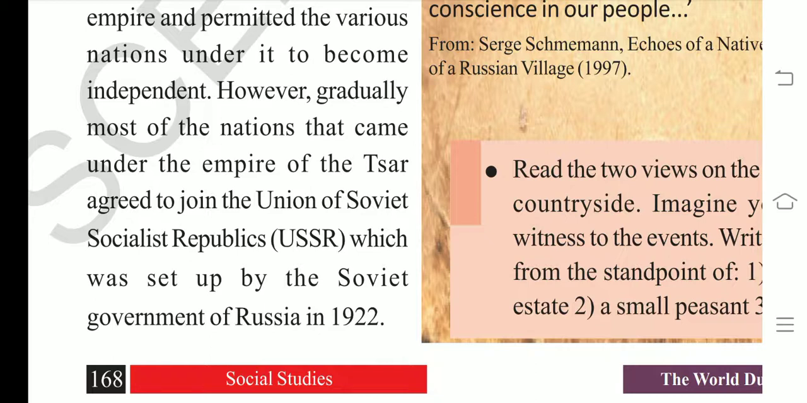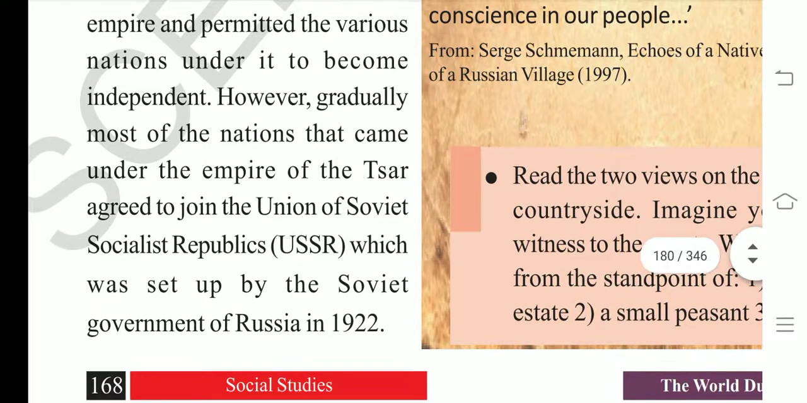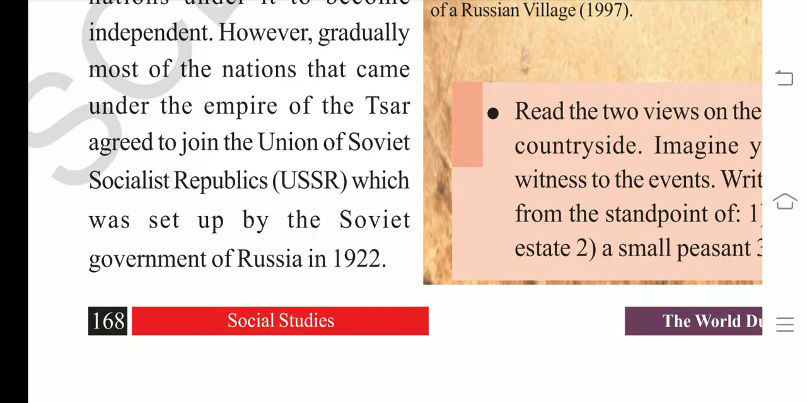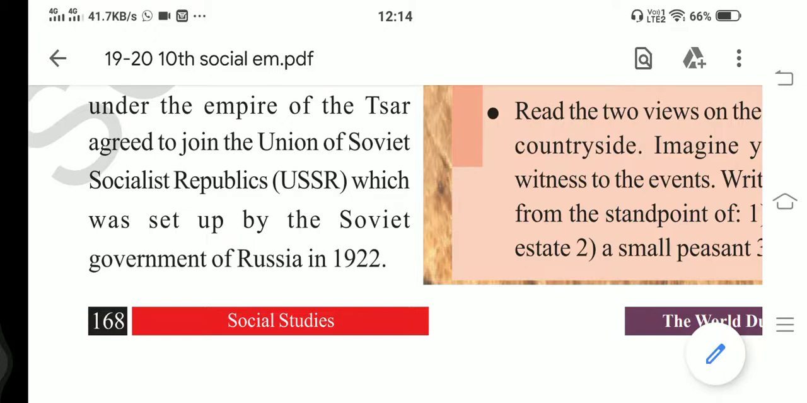And in that government, all the nations, that is Ukraine, Uzbekistan, Kazakhstan, Tajikistan, Turkmenistan, which were once in the Russian Empire, once again joined this new government set by Russia. What is the new government set by Russia? Socialist Soviet Republic. It is not one nation. Several nations joined this government, so it turned into the Union of Soviet Socialist Republics. In short, USSR. It is not one nation, it is a group of nations.